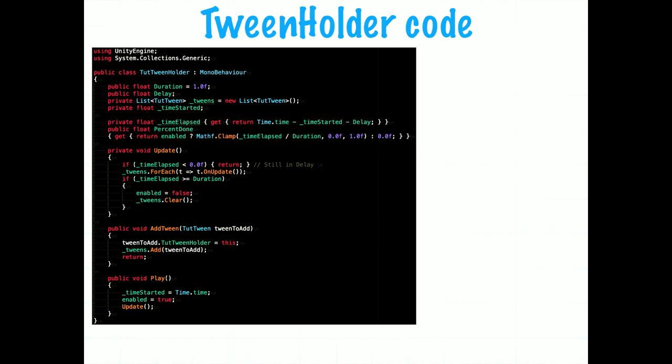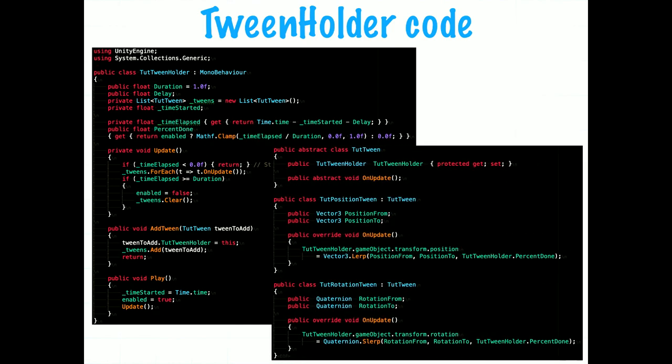To add a tween, we just call tween add, and set tween holder equals this. Sorry, the line is through again. So we assign a reference to ourselves to the tween that we're going to add, and we add it to our array. And playing it just sets a couple of variables. This update at the bottom causes trouble sometimes. I mean, you don't need to do that.